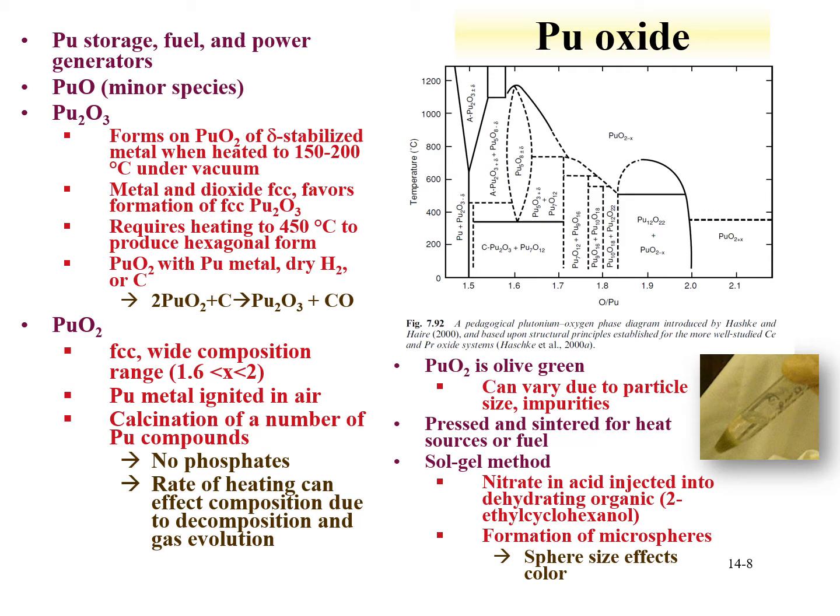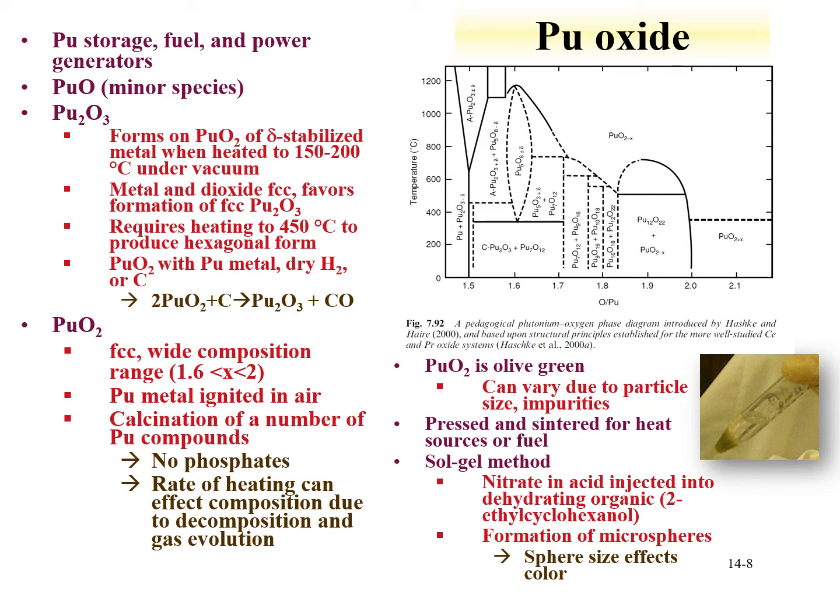For instance, if plutonium metal is ignited in air, you will get PuO2, or calcination of a number of plutonium compounds. For instance, oxalic acid, if you calcinate precipitates of plutonium oxalate, you'll get the dioxide. However, if you precipitate phosphates, which readily form, you will not get the dioxide. So the heating rate, if you do calcination of material to produce the plutonium dioxide, will affect the composition due to the rate of decomposition and gas evolution in the material.